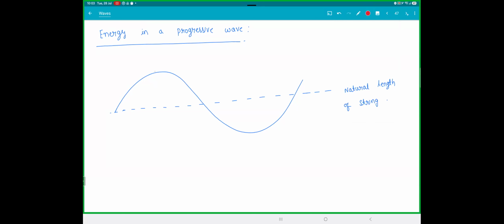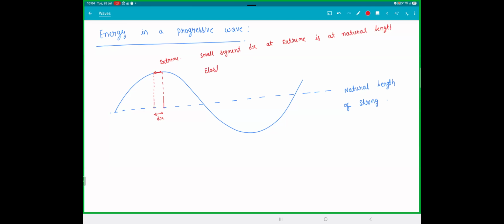Now observe the point which is at the peak. If you look at here, the slope is 0. So if this length is dx, this length is also dx. So the particle at the extreme position is at the natural length. So the small segment dx at extreme position is in natural length. When it goes to the extreme position, it is not expanding or compressing. So therefore, the elastic potential energy is 0.